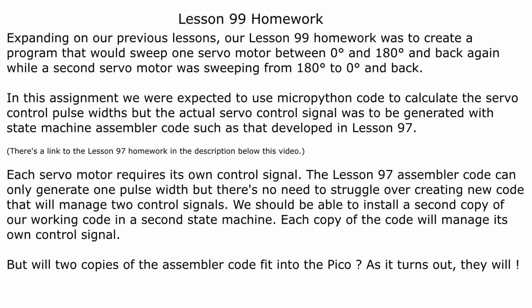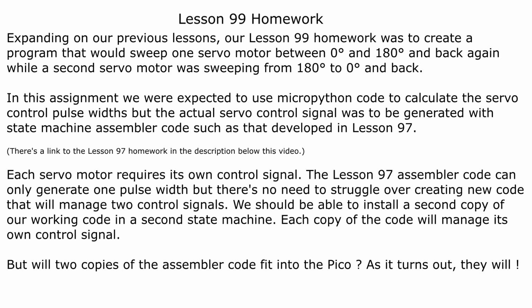Expanding on our previous lessons, our Lesson 99 homework was to create a program that would sweep one servo motor between 0 degrees and 180 degrees and back again, while a second servo motor was sweeping from 180 degrees to 0 degrees and back. In this assignment, we were expected to use MicroPython code to calculate the servo control pulse widths, but the actual servo control signal was to be generated with state machine assembler code such as that developed in Lesson 97. There's a link to the Lesson 97 homework in the description below this video.